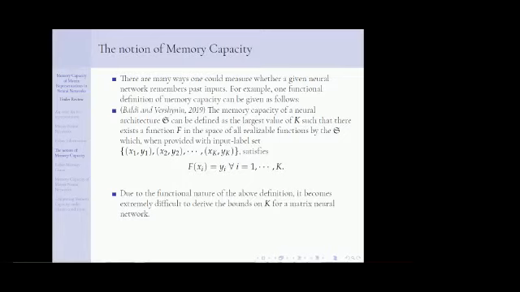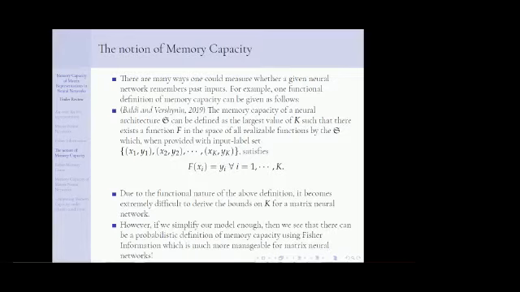Due to the functional nature of the definition, it becomes extremely difficult to derive bounds on this size k for a matrix neural network. No one has tried as such, but at least in my experience and the second author's experience, it is very difficult to derive bounds on the memory capacity as defined by Baldi and Vershynin for neural architectures which are matrices rather than vectors. Even in their own paper, as I said, it becomes complicated quite quickly.